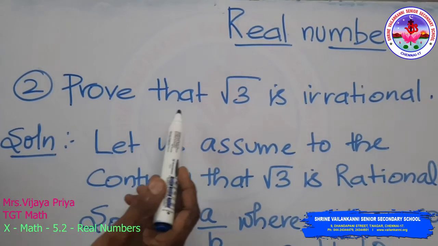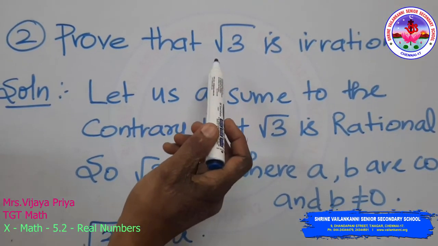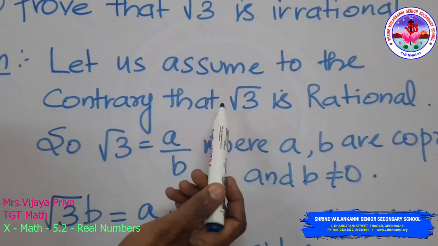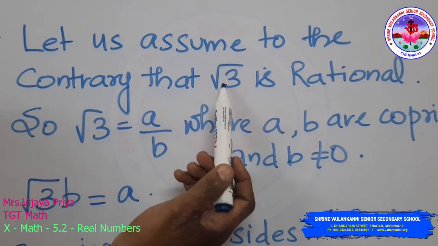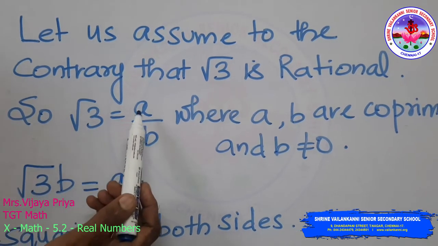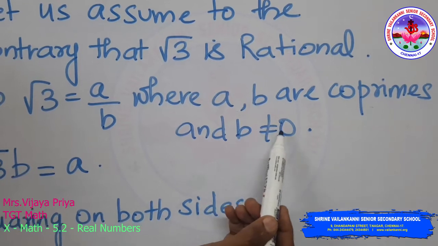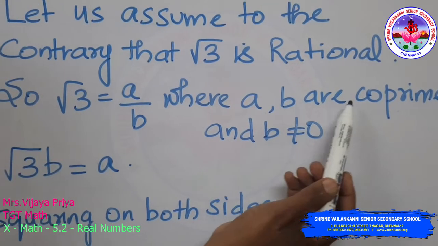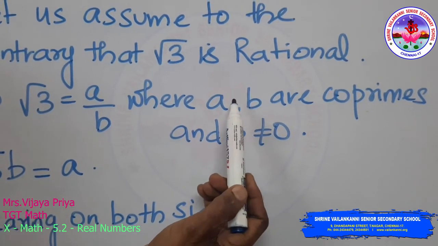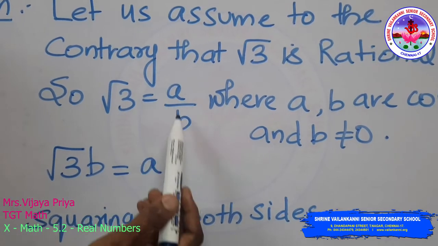Second problem, prove that root 3 is irrational. We are going to follow the same procedure as we did in root 5. So here we are assuming root 3. Let us assume to the contrary that root 3 is rational. So root 3 can be expressed in the fractional form a by b, where a and b are co-primes and b is not equal to 0. Here the word co-primes means a and b should not have any common divisor other than the number itself and 1. So coming here, root 3 is equal to a by b.